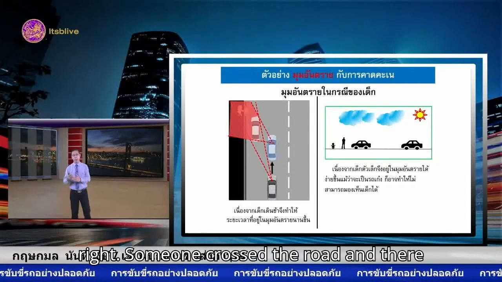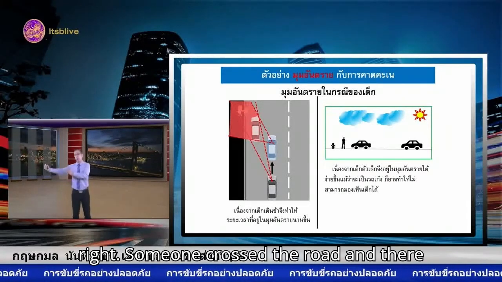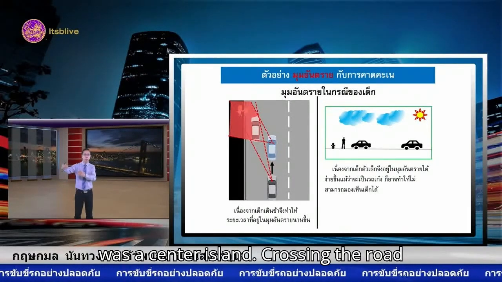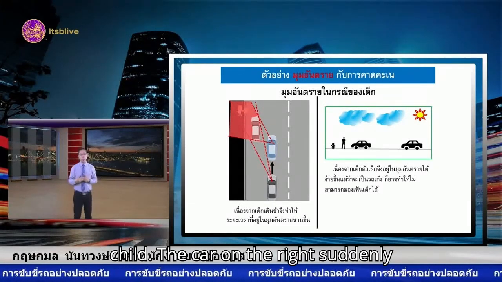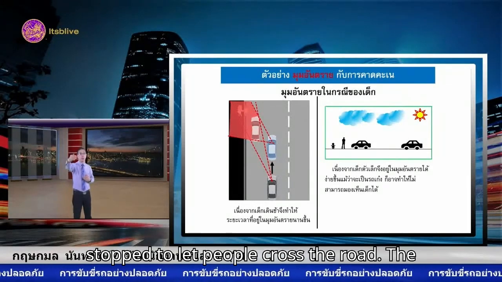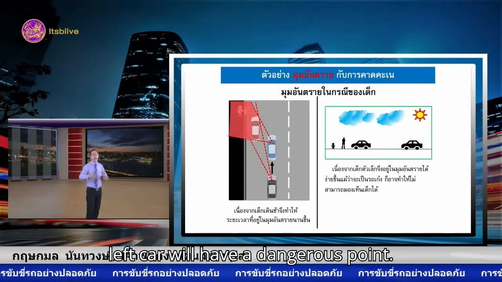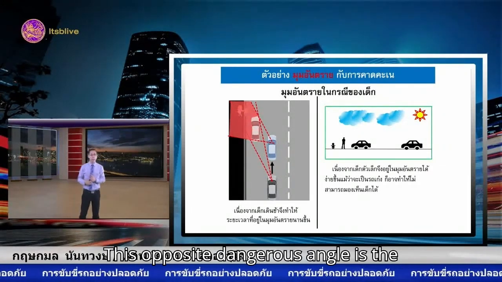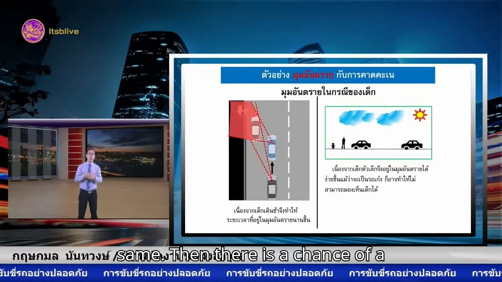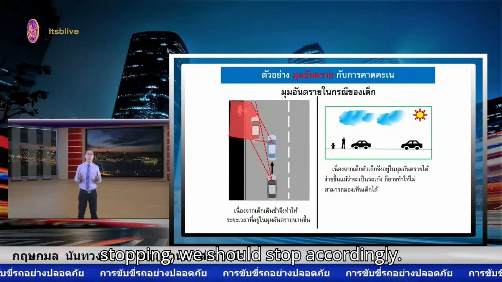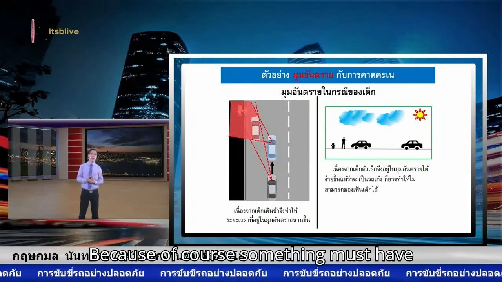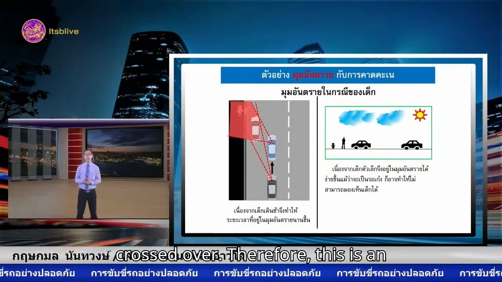Suppose we drive on the right. Someone crossed the road and there was a center island. Crossing the road and into the center island, maybe a child. The car on the right suddenly stopped to let people cross the road. The left car will have a dangerous point. This opposite dangerous angle is the same. Then there is a chance of a collision. Therefore, if we see a car stopping, we should stop accordingly, because of course something must have crossed over.